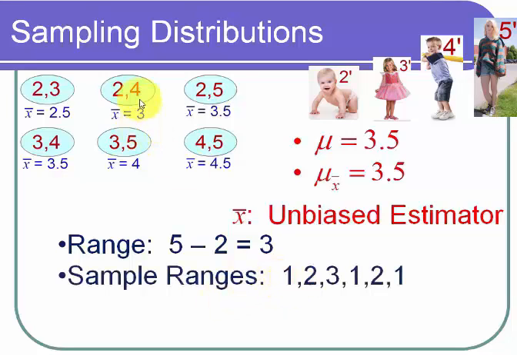The second is 4 minus 2, which is 2. The third is 5 minus 2, which is 3. The fourth is 4 minus 3, which is 1. Then 5 minus 3 is 2. And 5 minus 4 is 1.